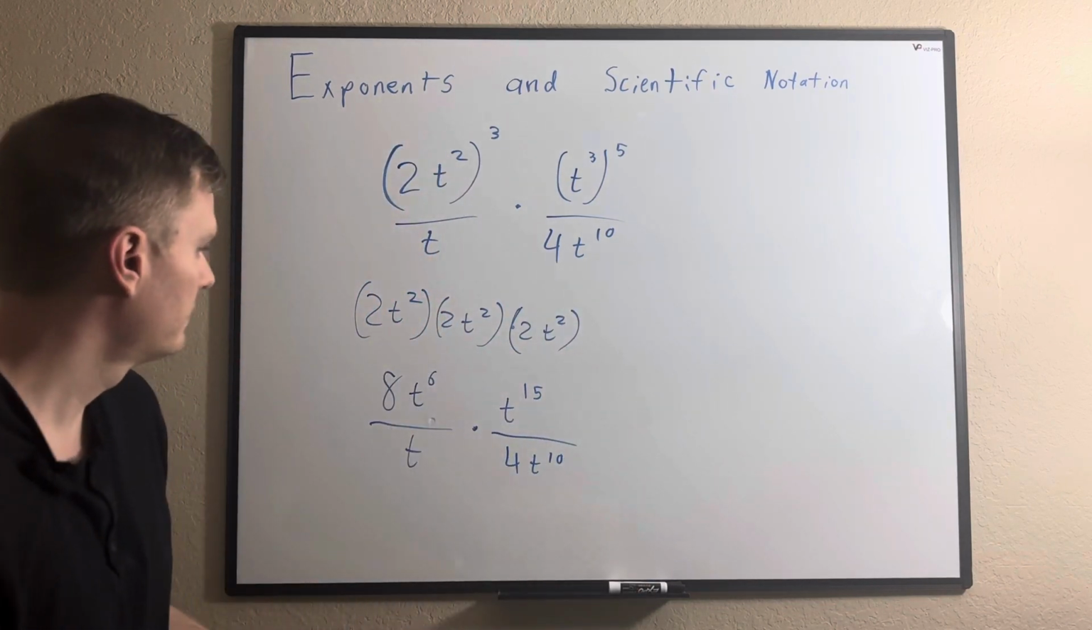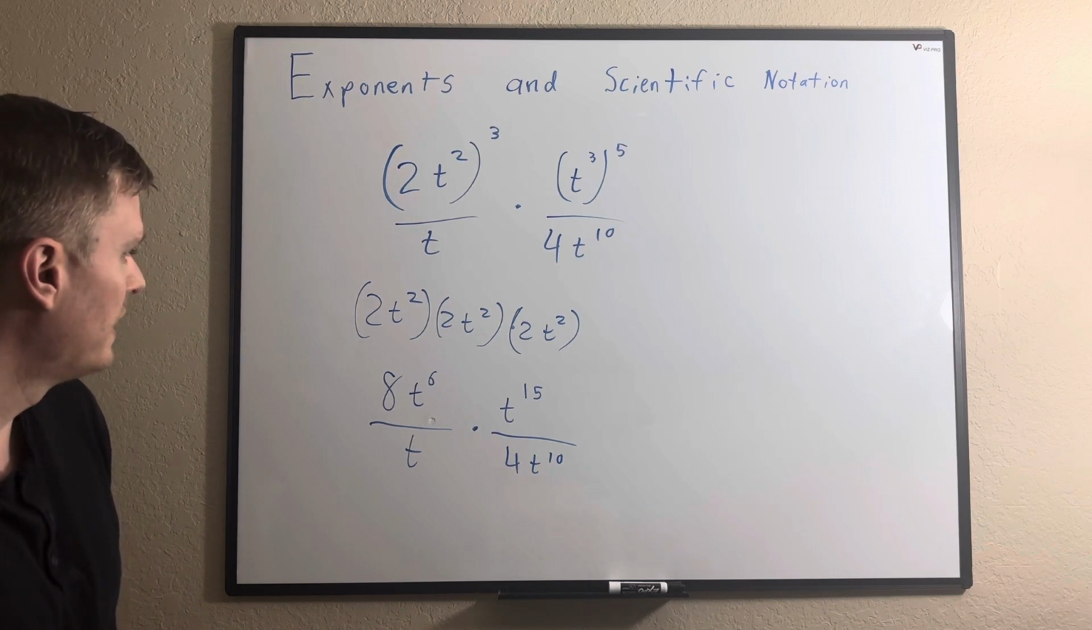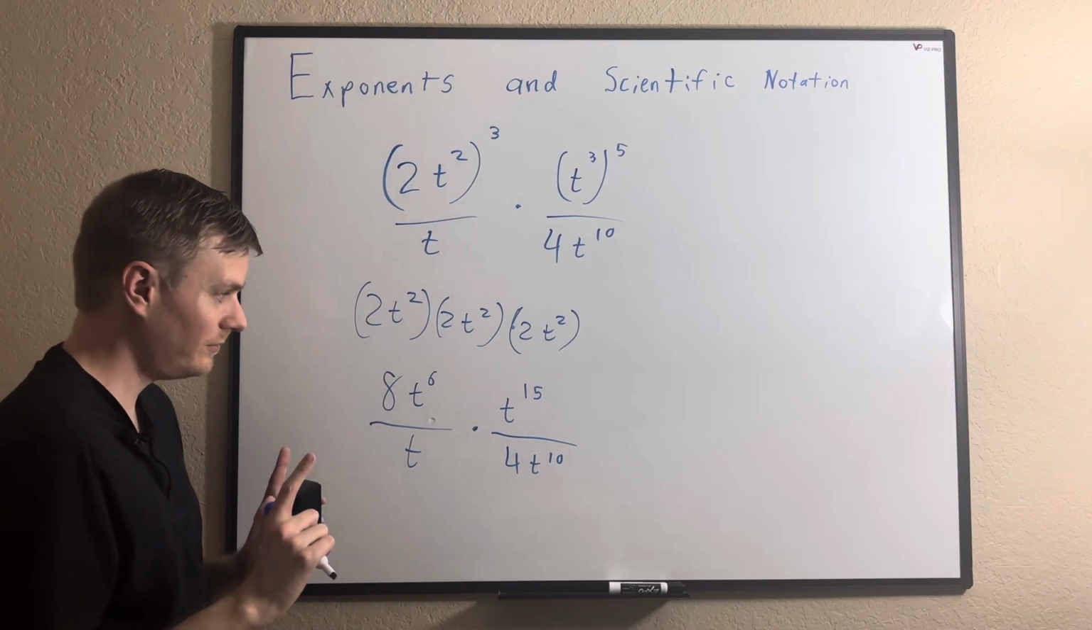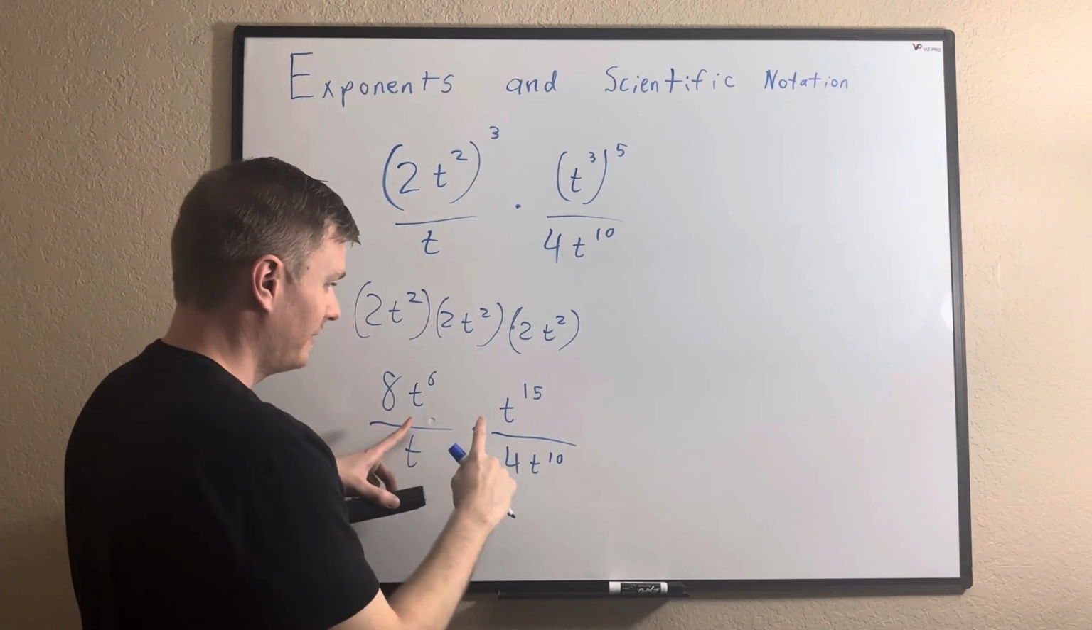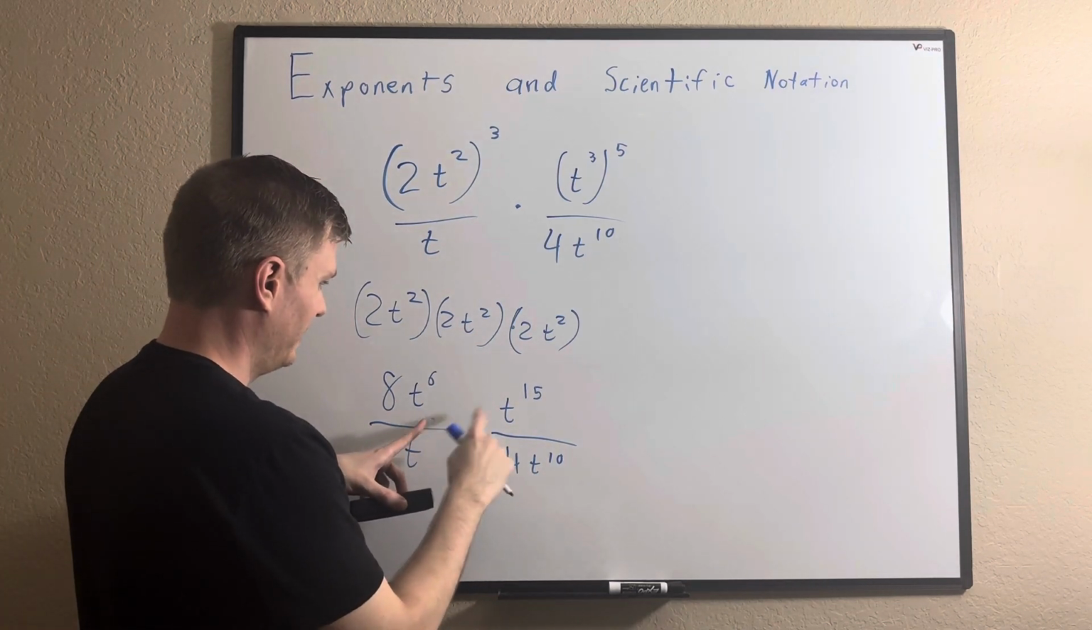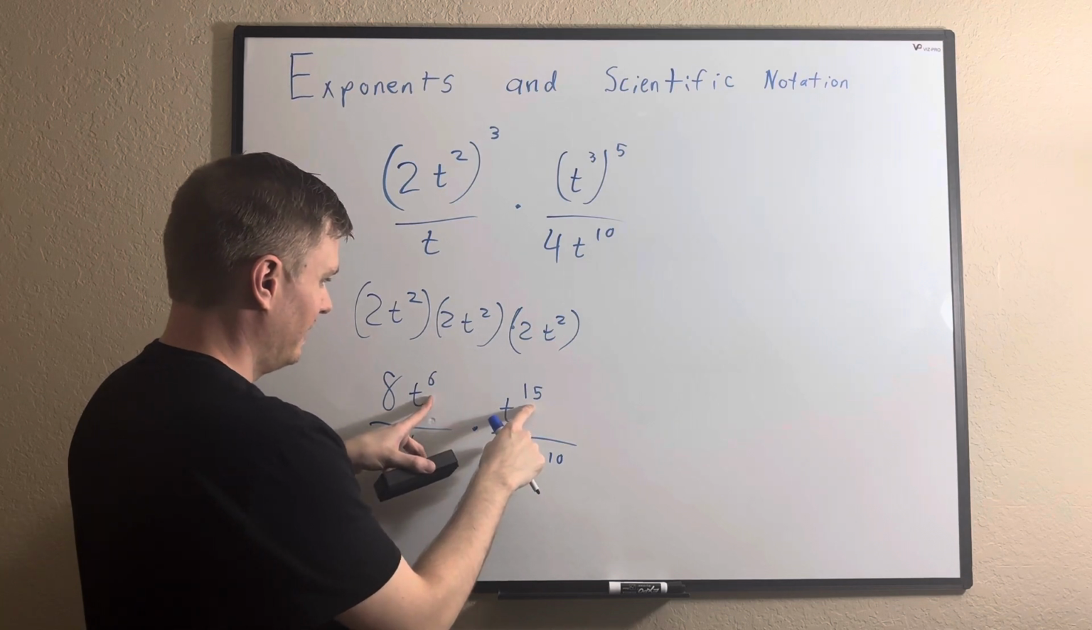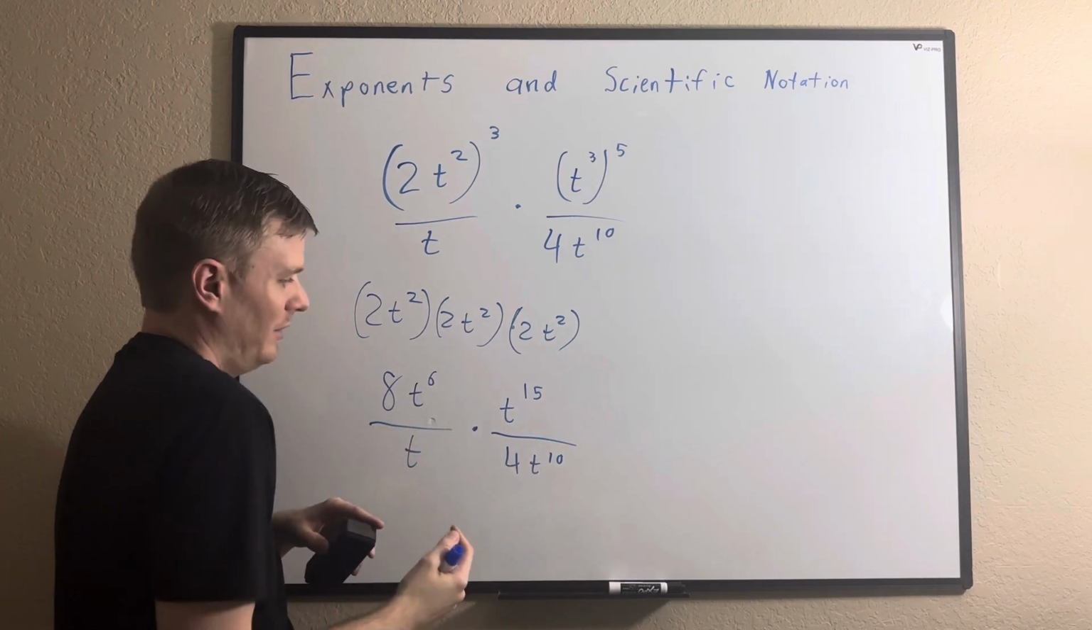4t to the 10th. Excellent, right? Oh, man. Wait a minute. Okay, now we've got to multiply these together. Well, that's just 15 plus 6. That's not bad.